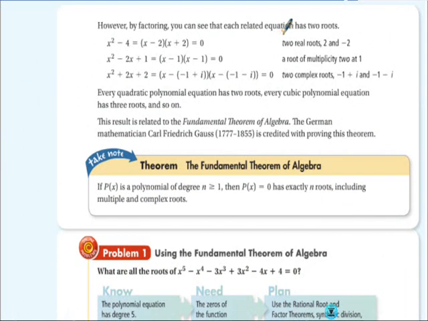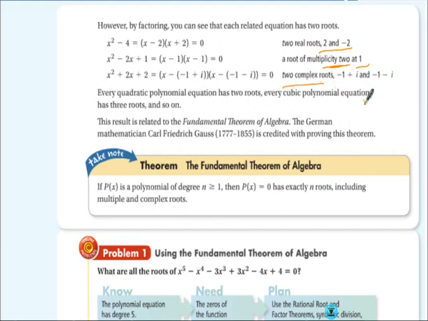However, and we've done this, when we factor, we can see that each related equation has two roots. They might be complex, but the first one has two roots. The second one has two roots at 1. It's a multiplicity of 2. Okay, we talked about that double root. And then here it has two complex roots because we have i involved now.